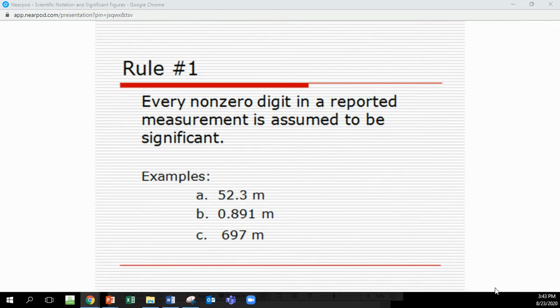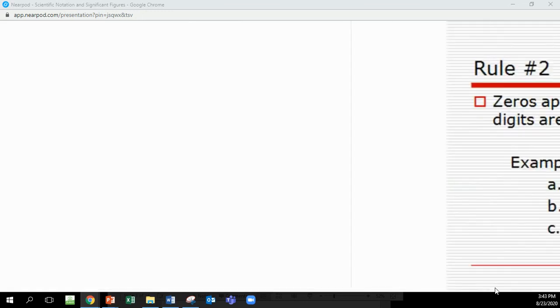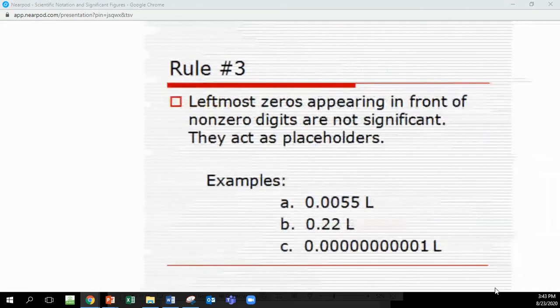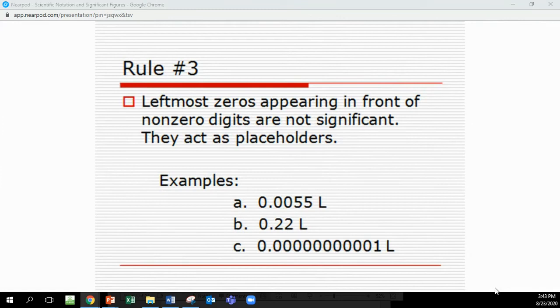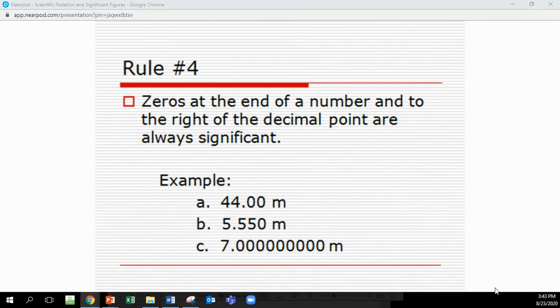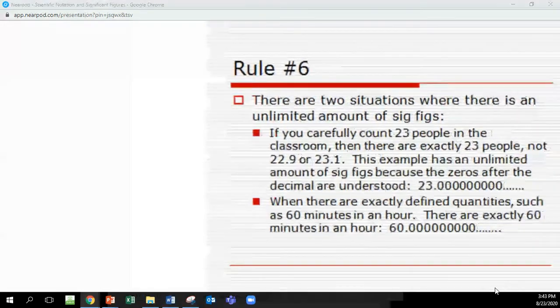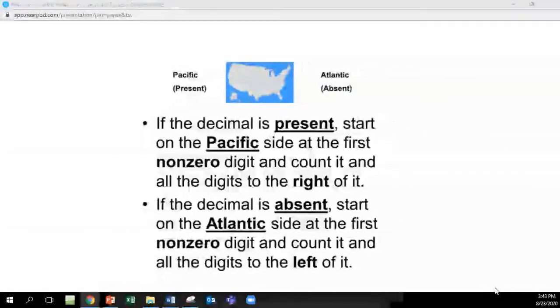Okay, so we're going to go through all the rules. I'm going to just go right past them so you know that they're there and you can go and look at them on your own time. These are the rules that explain why the Pacific Atlantic rules work. But these are the rules that normally you'd have to memorize. The Pacific Atlantic is to kind of give you a mnemonic to remember it.